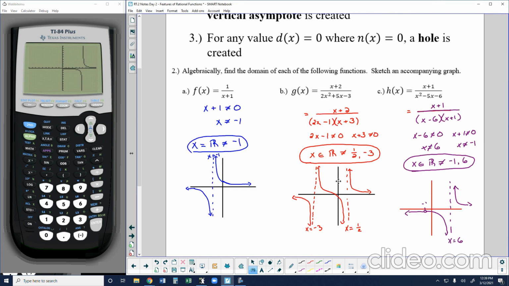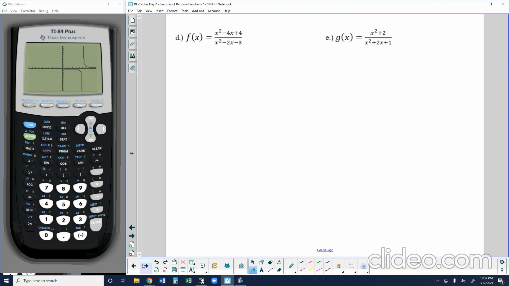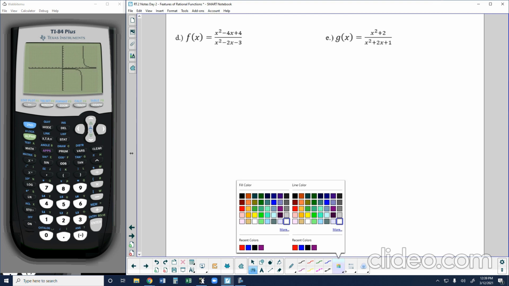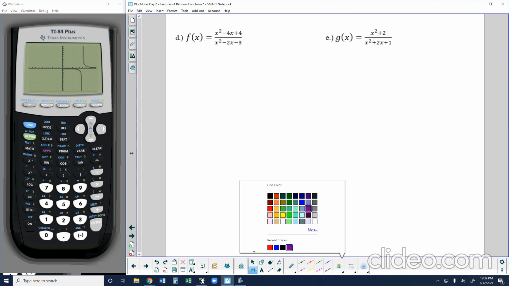There are vertical asymptotes, when it is a zero of the denominator but not the numerator. And there are holes when you have a zero of the numerator and the denominator. Let's go ahead and take a look at two more problems. In this case, we're going to identify what type of restrictions on the domain we expect to see before we graph.